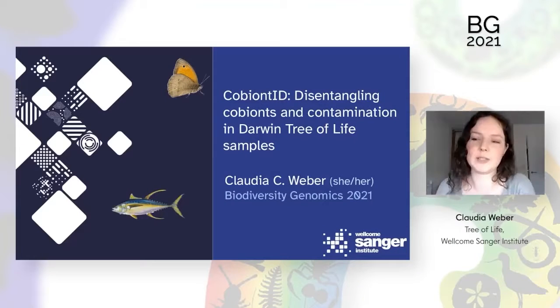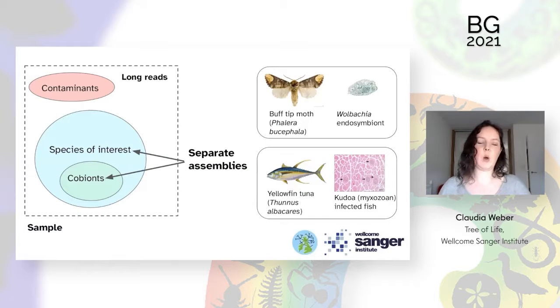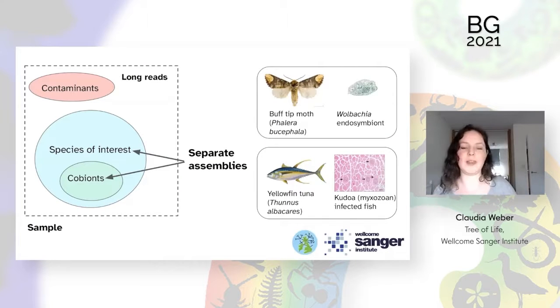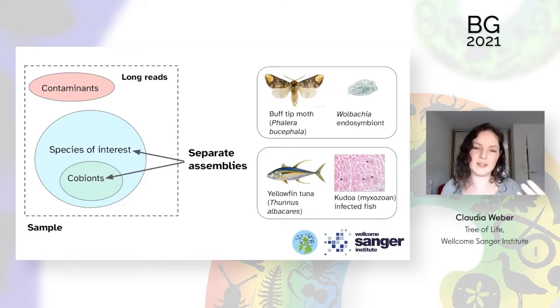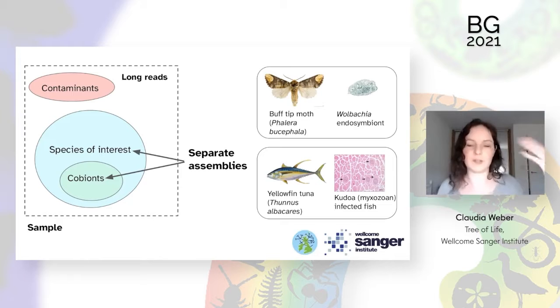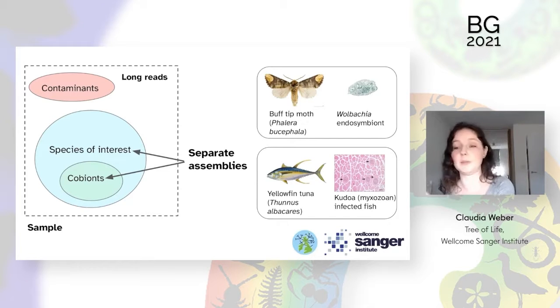Hi everyone, today I'll be talking about disentangling sequences from different sources in Darwin Tree of Life samples. So when we go to sequence a sample, in addition to the target species genome, we'll often find that there are some contaminants in there and sequences from cobionts. So we would like to get rid of the contaminants, but generate a separate assembly for the cobionts, because there are some biologically interesting things that can be learned from that.